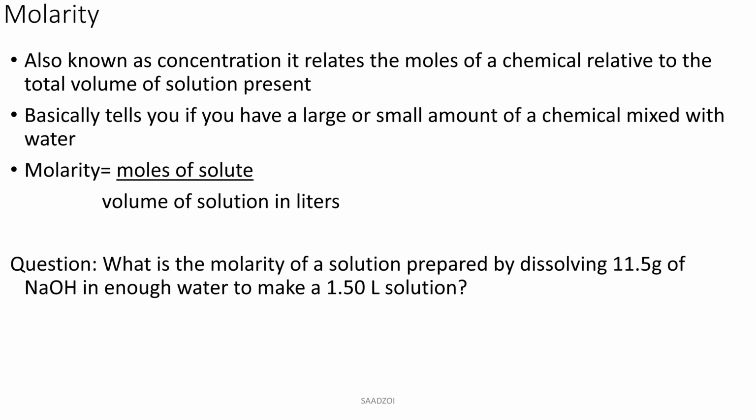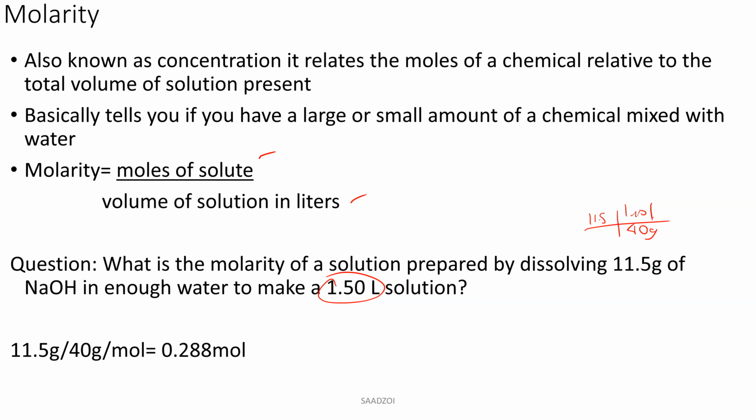So what is the molarity of a solution prepared by dissolving 11.5 grams of NaOH in enough water to make 1.5 liters? So in order to do this calculation, I need moles and I need liters. Well, good news, they gave me volume. So there's my liters. How do I get moles? Divide the mass by the molar mass, which basically is 11.5 divided by the molar mass of NaOH, which is 40 grams per 1 mole. And that'll give you your answer, which is 0.288 moles.